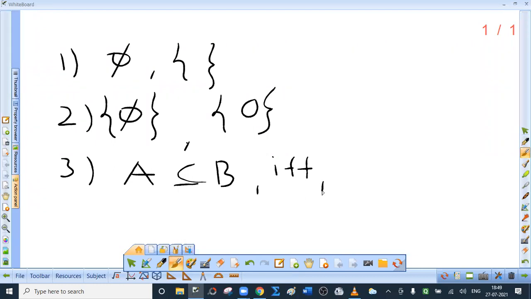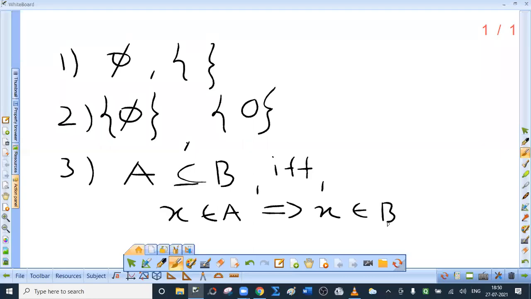If and only if X belongs to A implies X belongs to B. See, we will be discussing this in the topic logic in 12th standard. Okay. So it is clear from the definition that every set is a subset of itself. I hope you are getting this. Note that phi is a subset of every set.